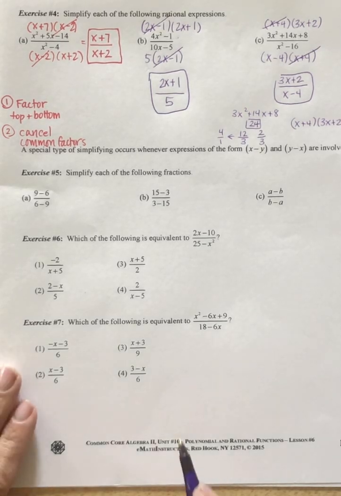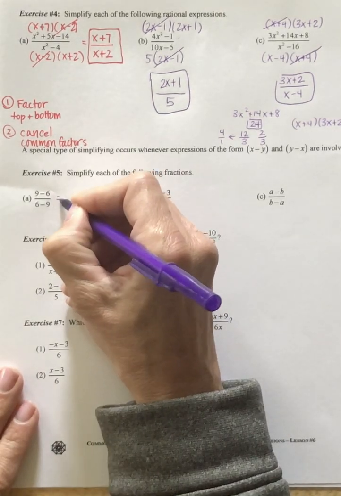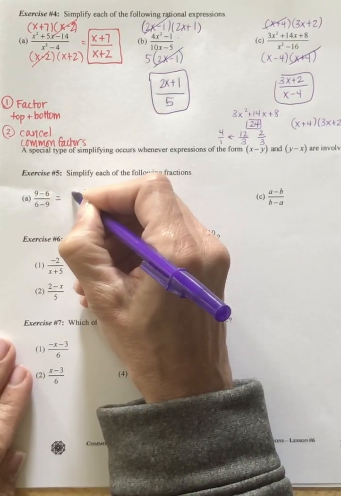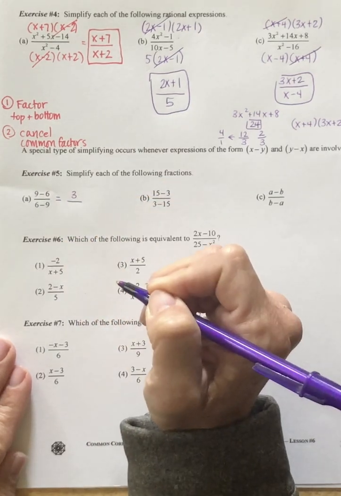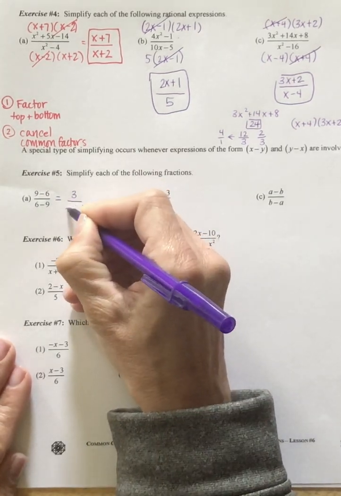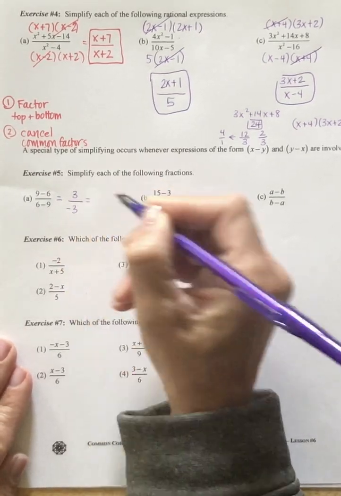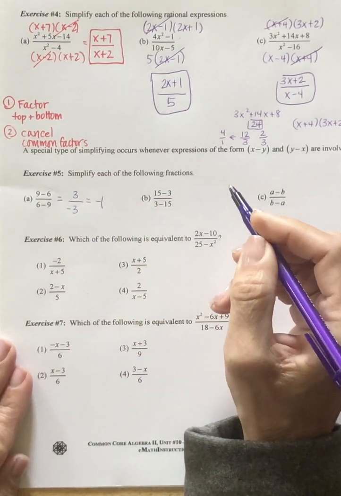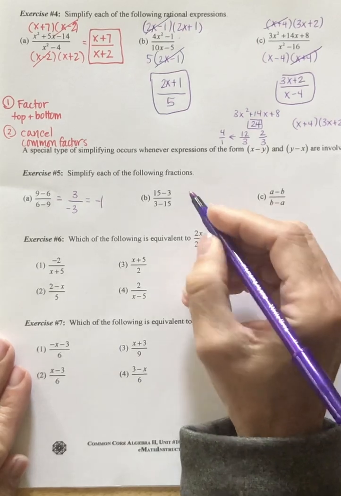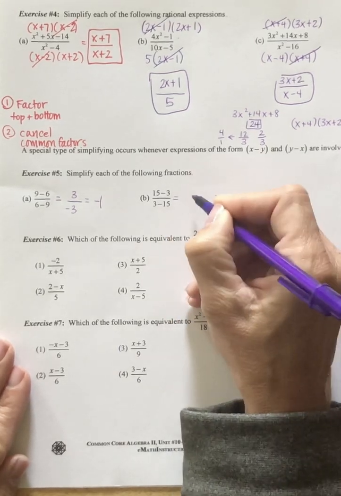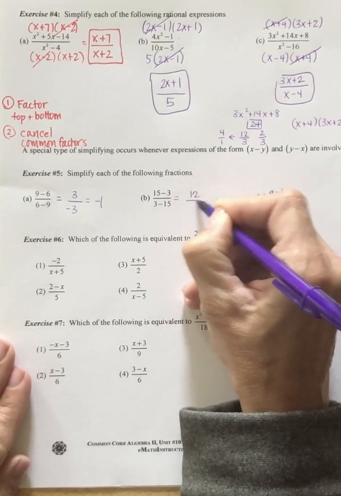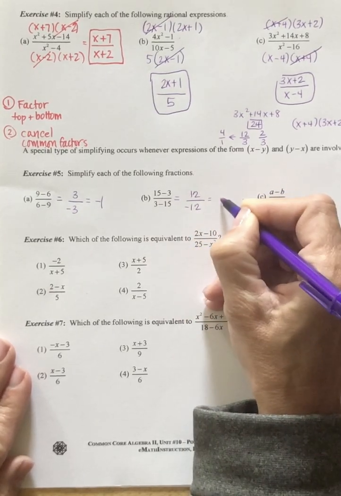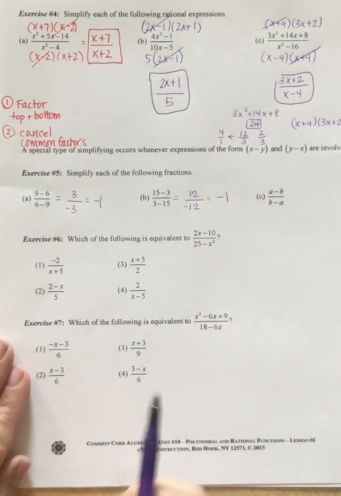So let's take a look at letter A. If you just look to simplify on top, 9 minus 6 is going to give you a 3. 6 minus 9 on the bottom is going to give you a negative 3, which will reduce into a negative 1. Now, if you look at letter B, same idea, just different numbers. 15 minus 3 is 12, over 3 minus 15 is negative 12. That also reduces into a negative 1.